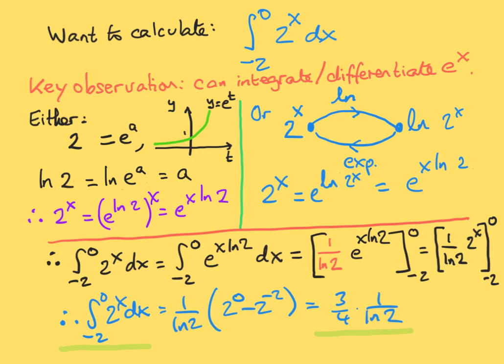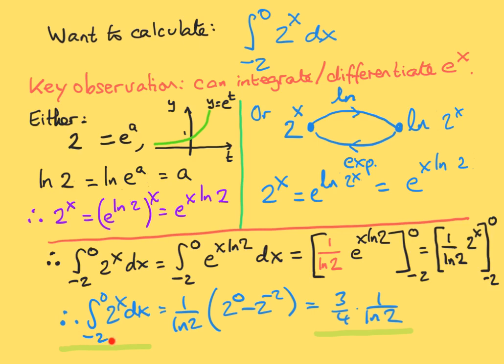From the upper limit, we have 2 to the naught. X is naught. 2 to the naught, that's just going to be a 1. Minus, and then this evaluated at the lower limit. Remember, we pulled the 1 over log 2 out in front. So we have a minus sign, and then it's 2 evaluated at minus 2. 2 to the minus 2 means 1 over 2 squared, so it's a quarter. So this is 1 minus a quarter. So overall, this is 3/4.